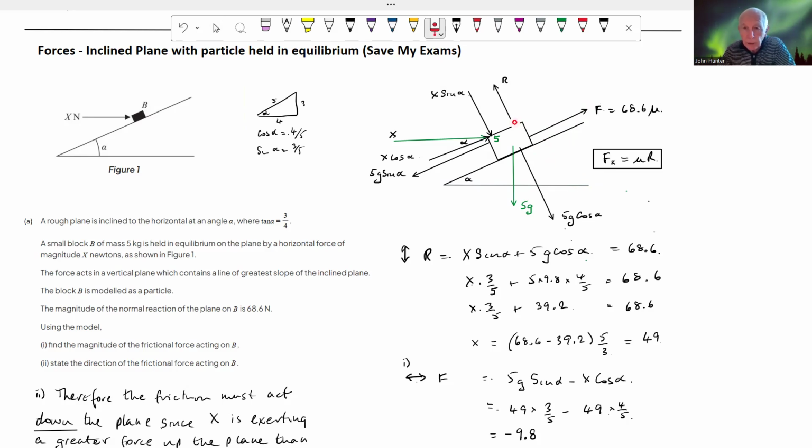And we've also got the normal reaction. Now, the normal reaction is going to be affected by the resolved part of the weight coming down here, but also we've got this force coming down here. Okay.